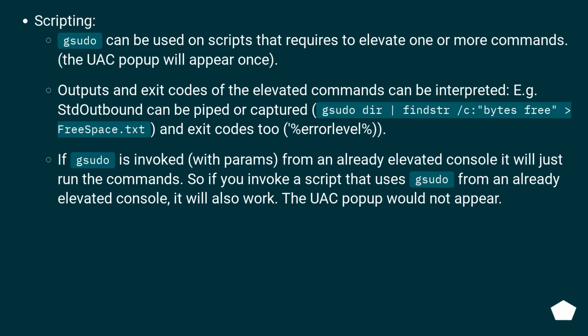If sudo is invoked, with params, from an already elevated console, it will just run the commands. So if you invoke a script that uses sudo from an already elevated console, it will also work. The UAC pop-up would not appear.